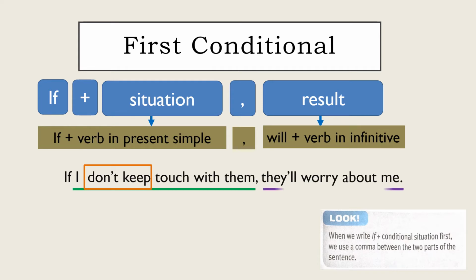And notice how the result is in the future simple, will plus verb in the infinitive, which is they'll worry. Remember, 'll is the contraction of will. They will worry. Untuk bahagian kesan, kita menggunakan akan will, tambah kata kerja dalam bentuk asal iaitu worry. Also, we have to use comma at the end of the situation. Jadi, kita kena letakkan comma selepas situasi untuk memisahkan di antara situasi dan kesannya.